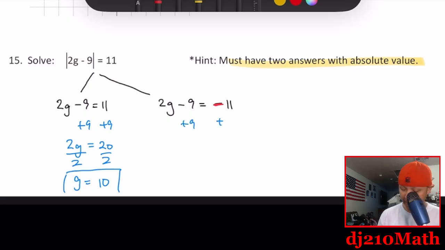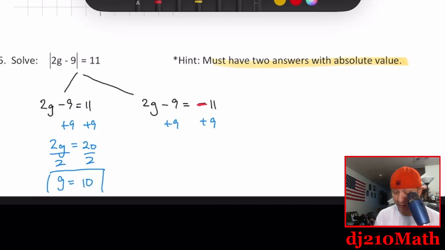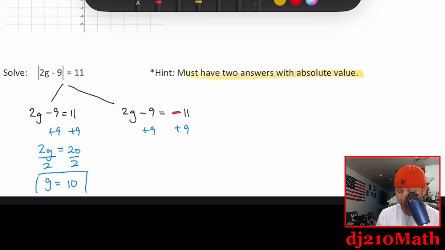Plus 9. Plus 9. Okay, I know this is where we struggle. Negative 11 plus 9. So when you're trying to figure out how to add and subtract negative numbers with positive numbers, just imagine a number line, right? Negative 11 is right here. I want to add 9 to it. So adding 9, right? That's what it means to add something. You move to the right. So then this would be negative 2.